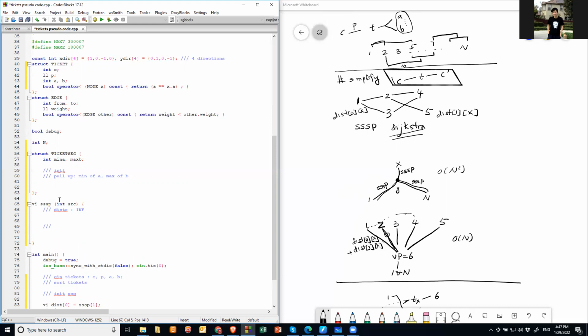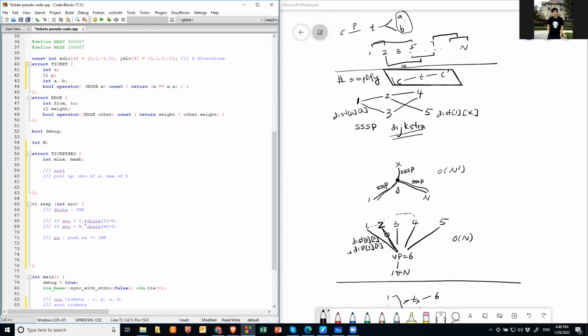So let's say, if the starting point is 0, right? Then obviously the distance of 0 is your starting point. I mean, sorry, just checkpoint 1 is your starting point. Then your priority queue, you have to push in everything that is not infinity distance, right?